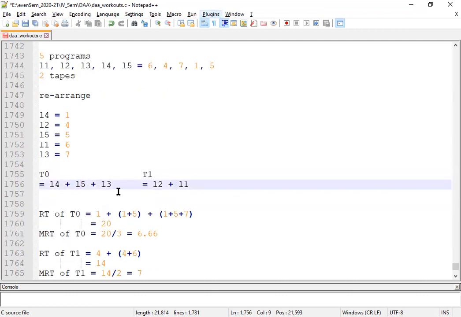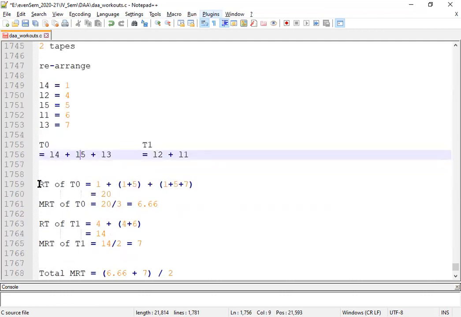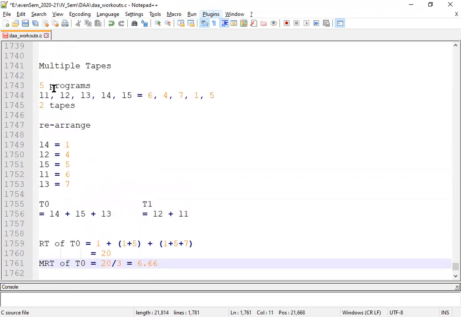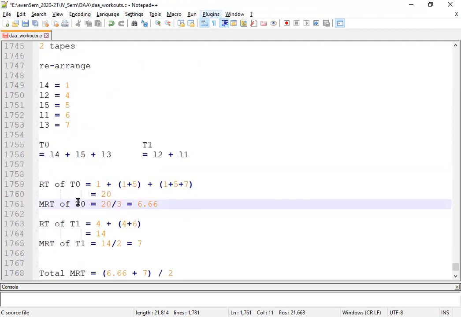Once we make that arrangement, we are supposed to first calculate the retrieval time of T0 and then the mean retrieval time of T0. We have to take care of calculating the MRT in this case, because the total number of programs is 5, but while calculating the mean retrieval time of T0, we need not consider all 5 programs, because we are not storing all those 5 programs on T0. Rather, we are only storing 3 programs. So it is going to be 20 divided by 3.